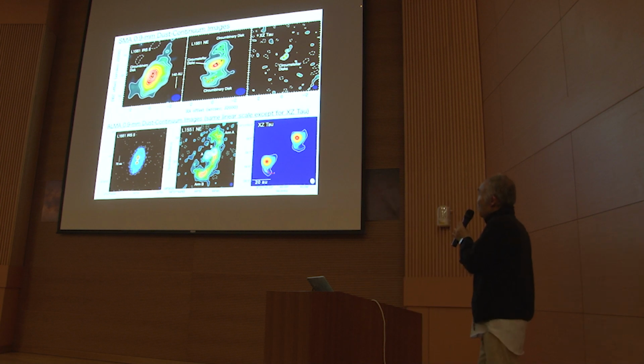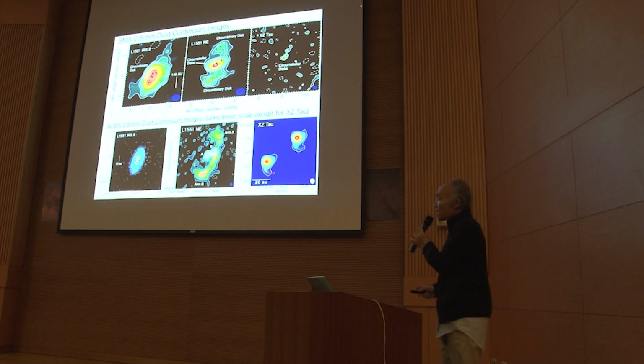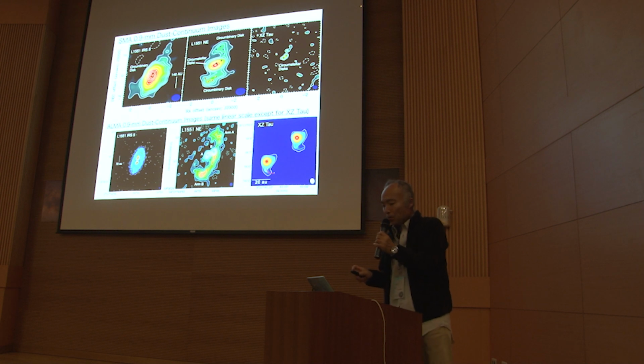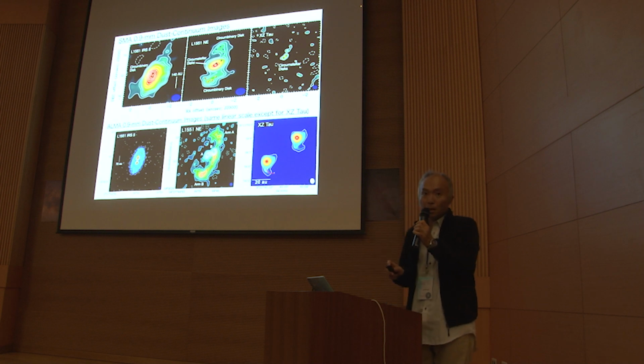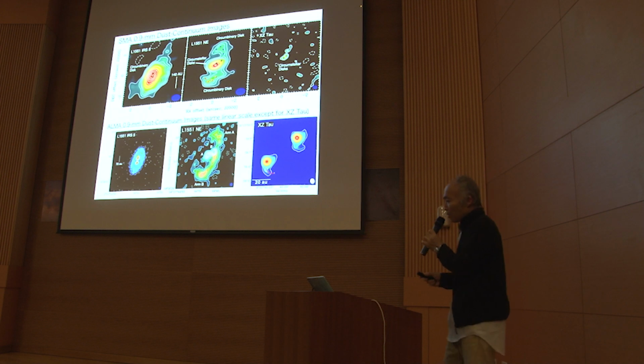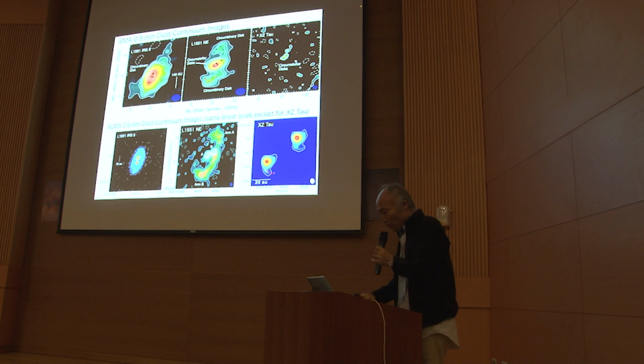And in XZ Tau, these are circumstellar disks. In the case of XZ Tau, we don't see a circumbinary disk in dust continuum, even with ALMA, but we see some kind of structure in the two circumstellar disks. So I will talk about this later.